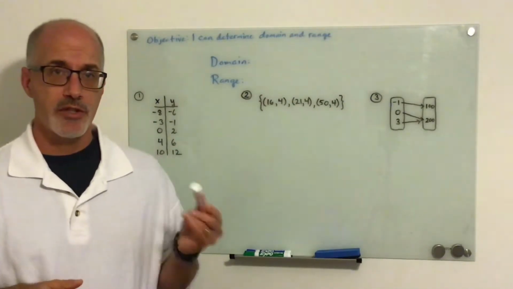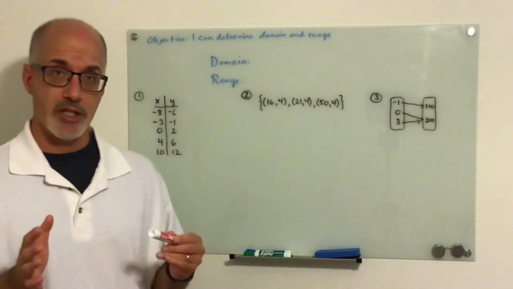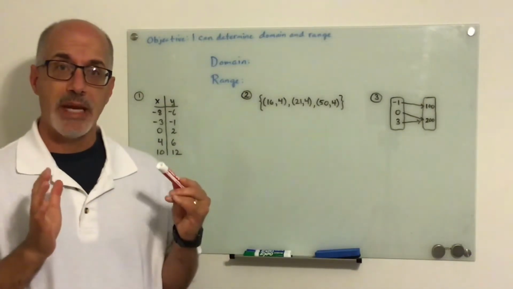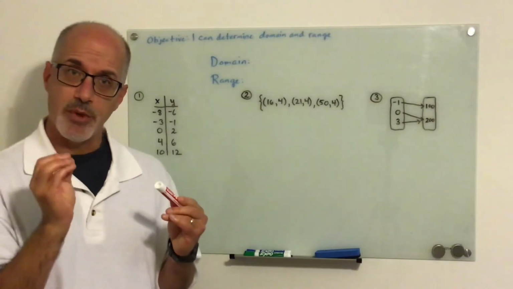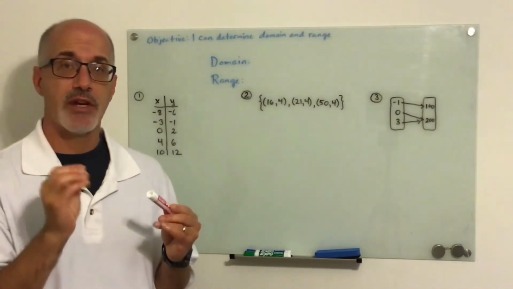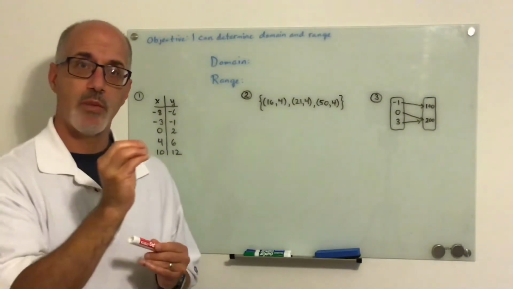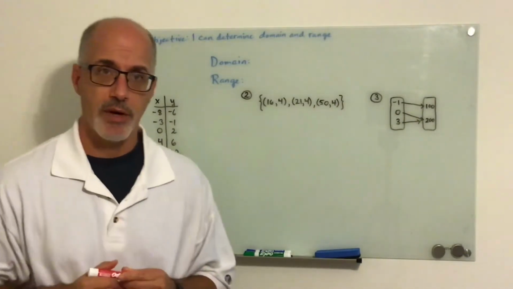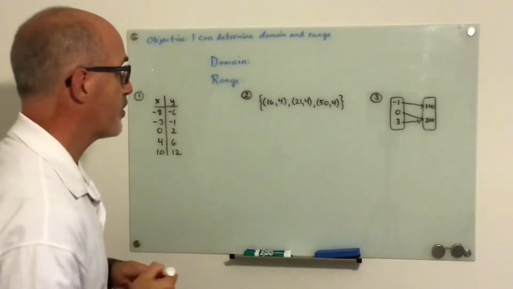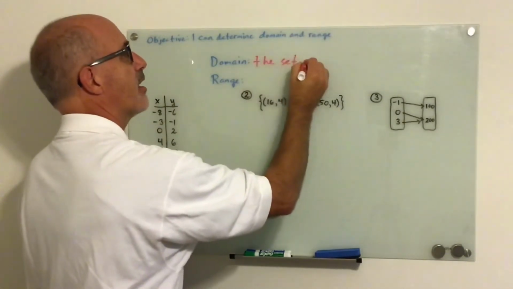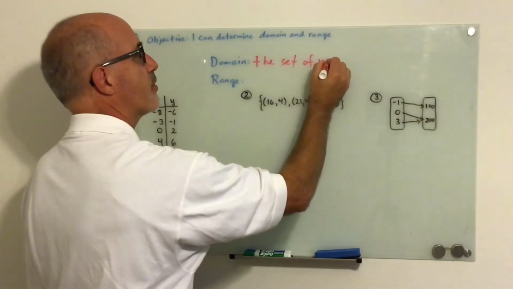But first of all, just a reminder, a function is a relation. A relation is a set of ordered pairs where the domain values, or the input values, the first values, are never repeated. So for every input, there's only one output for it. So as we look at that, the domain is the set of input values.